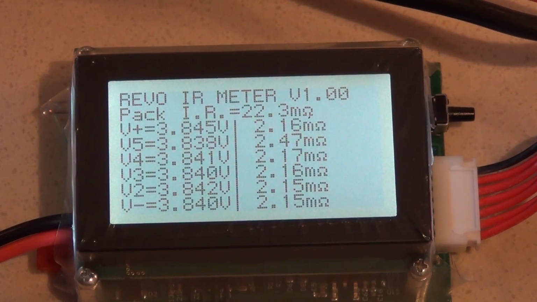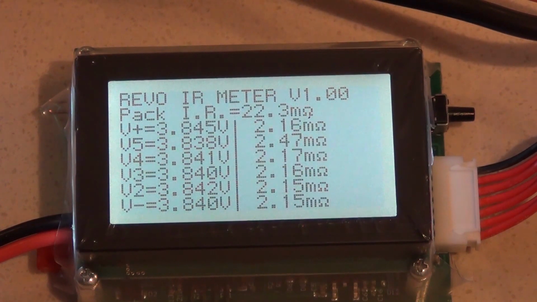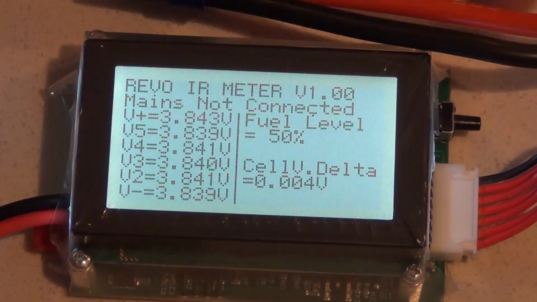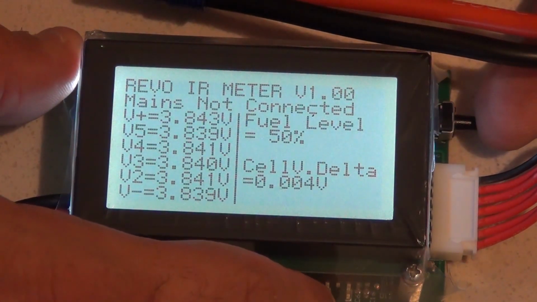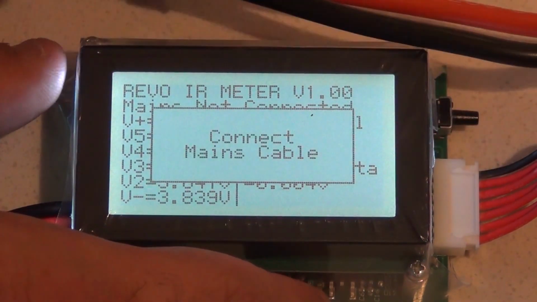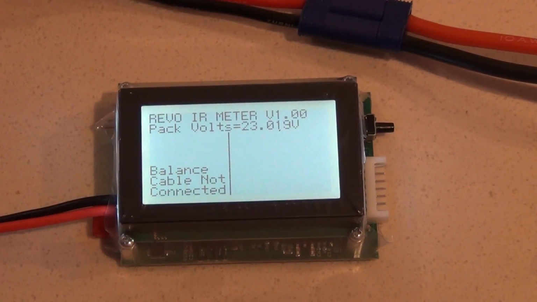Once the IR readings are shown on the screen, the information relating to the IR values rotates between the fuel level of the battery and the IR readings continuously. One of the clever things with the IR meter is that if you try to command an IR reading without the battery plugged in, it gives you a warning. And if you plug the battery into the IR meter without the balance lead, the screen indicates the overall pack volts, but it also warns you that the balance cable is not connected.